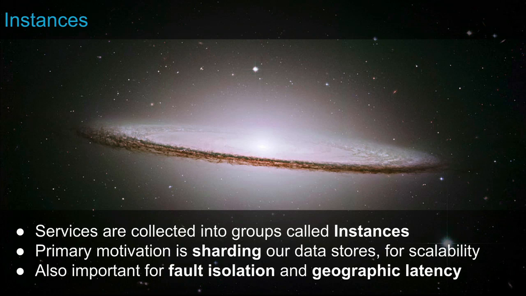We also do it for fault isolation. So if there is some kind of hardware problem or something that isn't handled by the software, the blast radius of that is smaller, right? We also do it for geographic latency. So for example, for our customers in Japan, the instance that serves them is in Japan, so that their ping time is a lot shorter, okay? So there are a bunch of reasons why we do that.